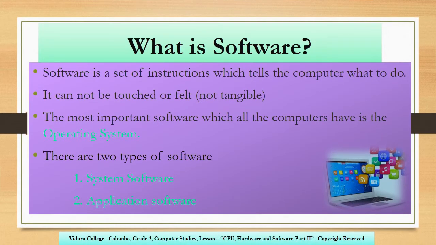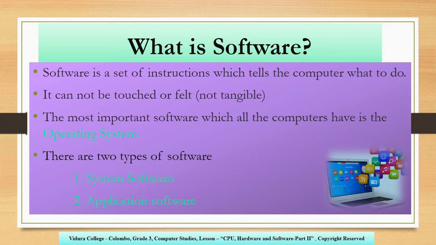Now we are having a clear idea about the hardware. So let's learn about the software. Do you know what is software? Software is a set of instructions which tells the computer what to do. It cannot be touched or felt. The most important software which all the computers have is the operating system.